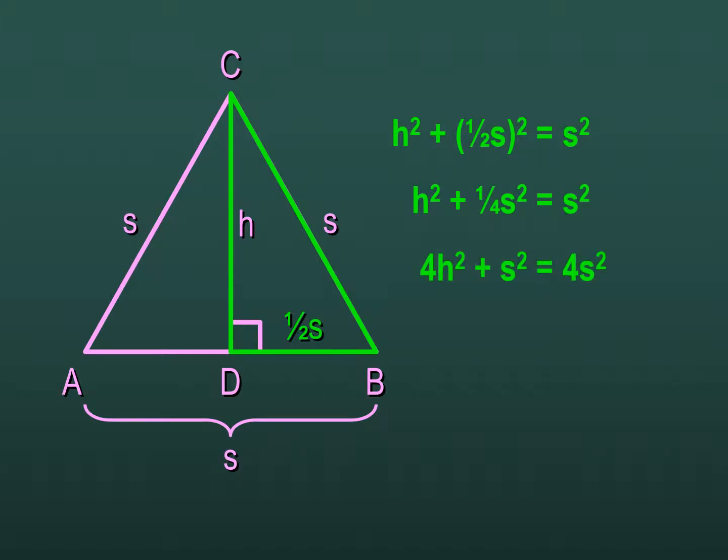Now, if you go ahead and get rid of this denominator by multiplying everything by 4, you get 4h squared plus s squared equals 4s squared. And then you go ahead and move this s squared to the other side by subtracting s squared from both sides. So now you have 4h squared equals 3s squared. That means that h squared is equal to 3/4 times s squared. So we divided 4 from both sides. Which means that h is equal to s times the square root of 3 over 2.